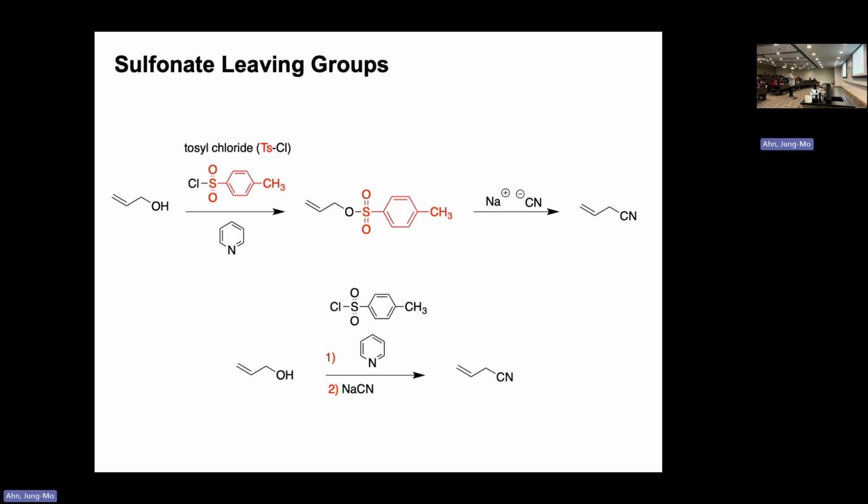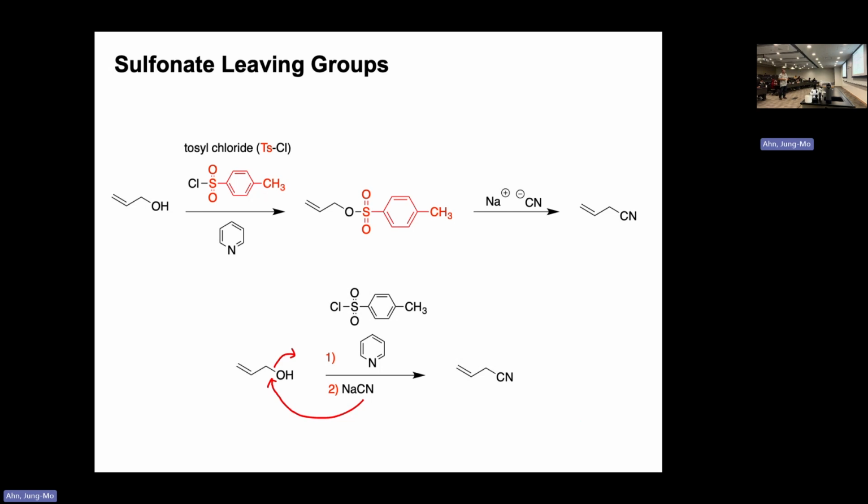And then the next step is cyanide making an attack, taking this whole thing away as a leaving group. That's the way you can make the oxygen go away as part of a good leaving group. You cannot directly attack the hydroxyl with cyanide. That is something you want to do, and I'm pretty sure everybody wants to do it.